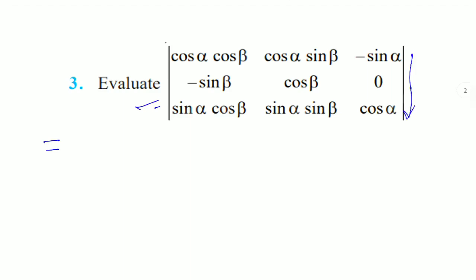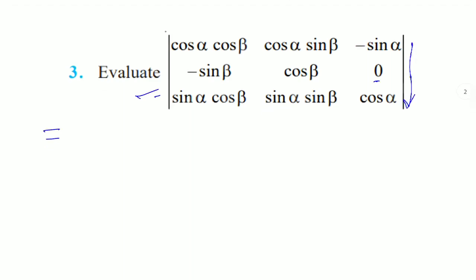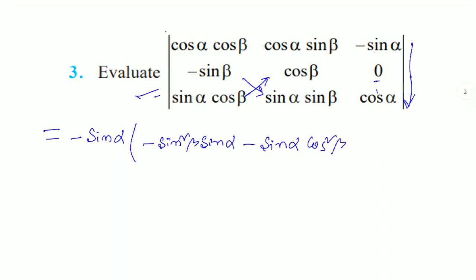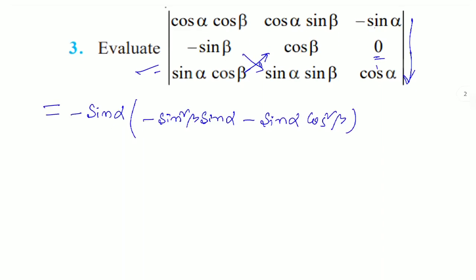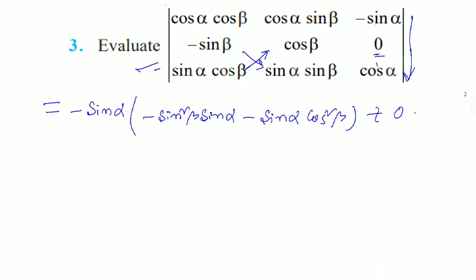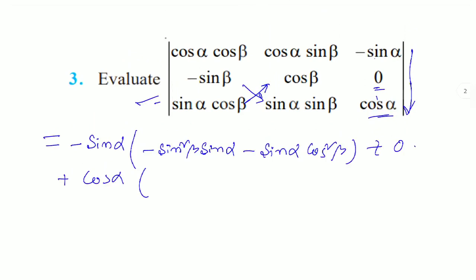Why column number 3? Because we have a 0 over here and we have to do less calculation, right? So we have minus sine alpha, and then you have this multiplied and then this multiplied, so we have minus sine square beta sine alpha minus sine alpha cos square beta, right? The 0 in the second element gives 0, so we don't have to calculate it. Then we have to calculate cos alpha for this element.